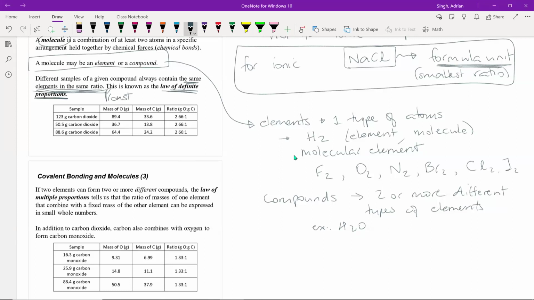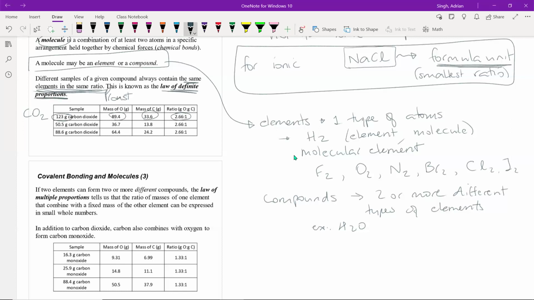So for example, if we have something like carbon dioxide, CO2, which we breathe out all the time. If we have 123 grams of carbon dioxide, we can experimentally determine the mass of oxygen in it and the mass of carbon in it. And then if we calculate the ratio of the grams of oxygen to the grams of carbon in 123 grams of CO2, we find it's 2.66 to 1.